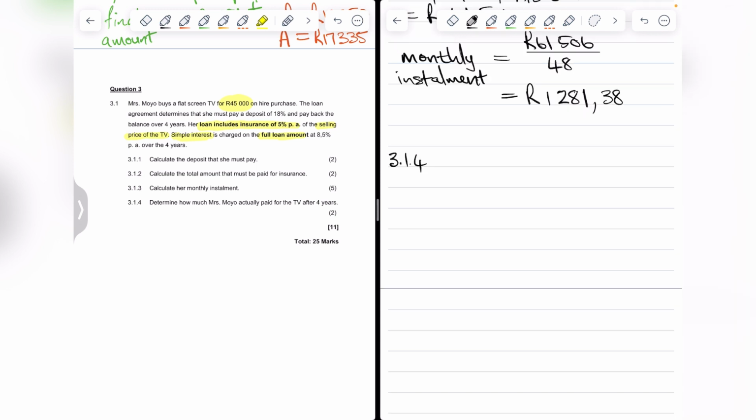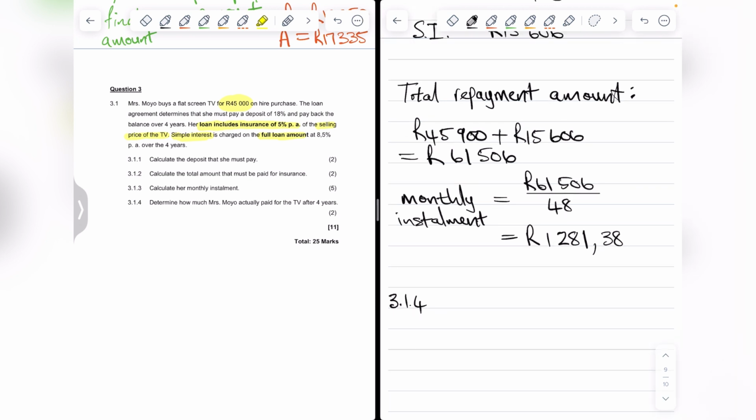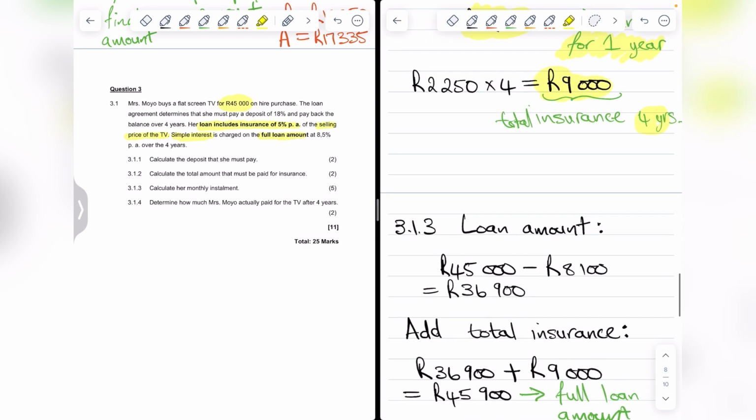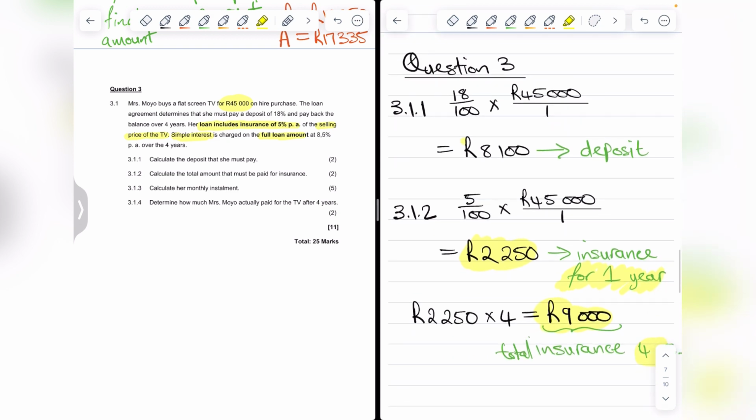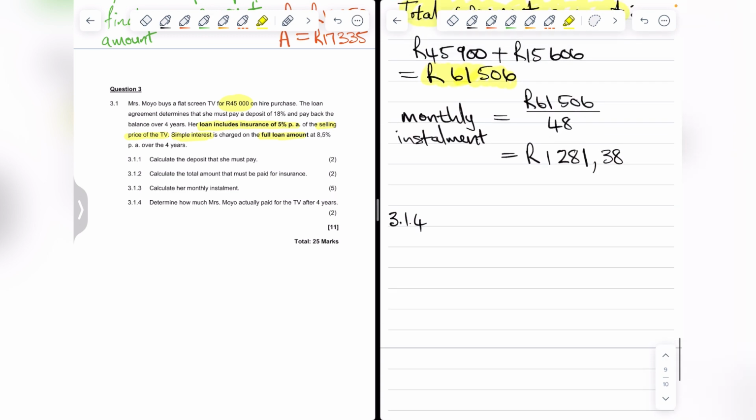3.1.4, determine how much Mrs. Moyo actually paid for the TV after 4 years. Now, how much did she actually pay? Well, she actually paid the 61,506 Rand, which is the amount that she spent on the loan, which is this amount here. So remember, this was the total repayment amount on the loan. But she also paid a deposit. So the deposit, of course, was 8,100 Rand. So we need to take the 8,100 Rand that she paid and add it to our 61,506 Rand. So how much did she actually pay?